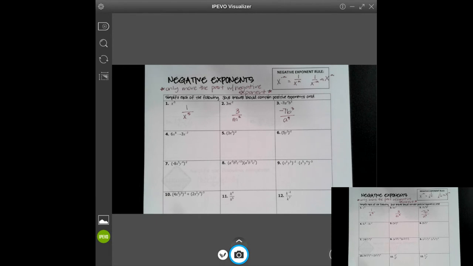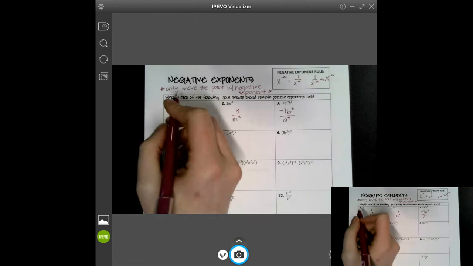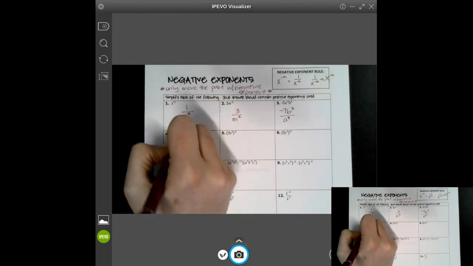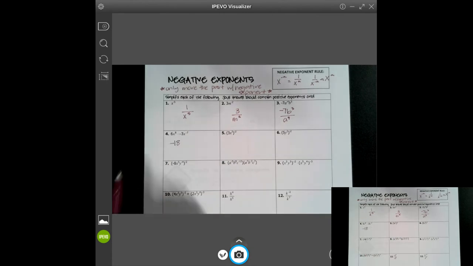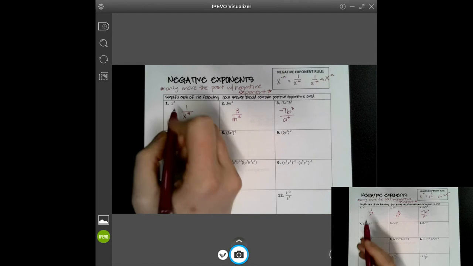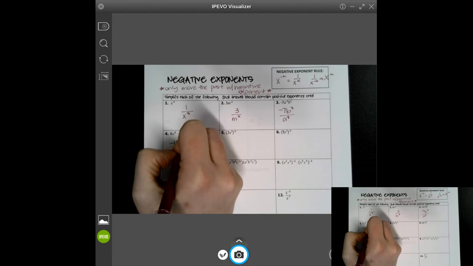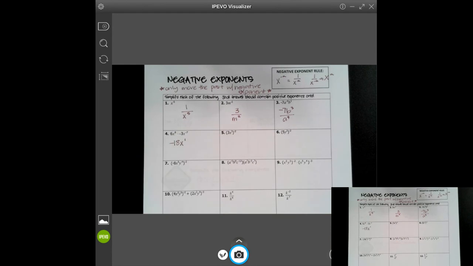When you look at number 4, I have my multiplying rule, my product rule. 6 times negative 3 would be negative 18. And then since I'm following my product rule, I'm going to add my exponents. So 8 plus negative 7 would be x to the positive 1. So now I have no more negative exponents, and I don't have to worry about it. Okay? Let's try number 5.